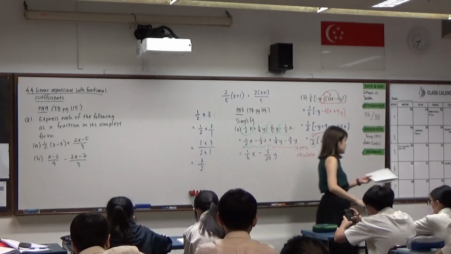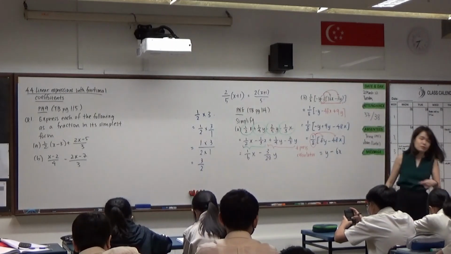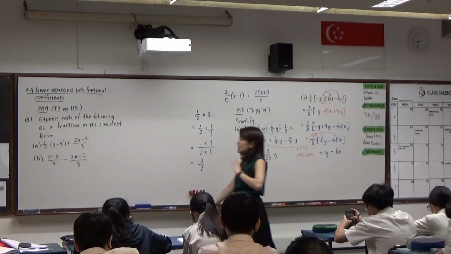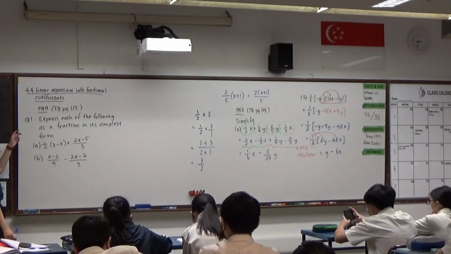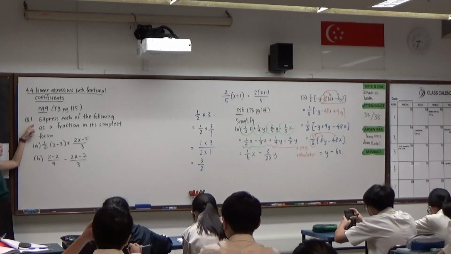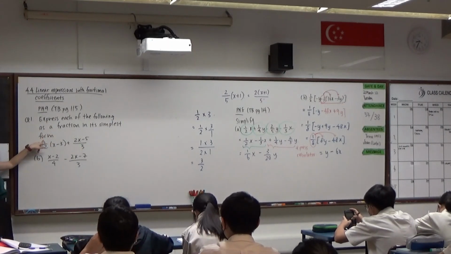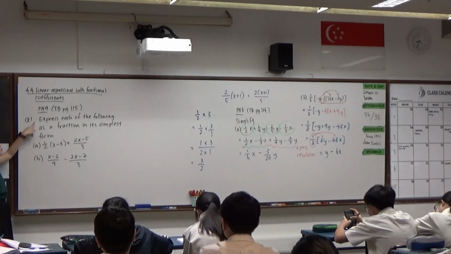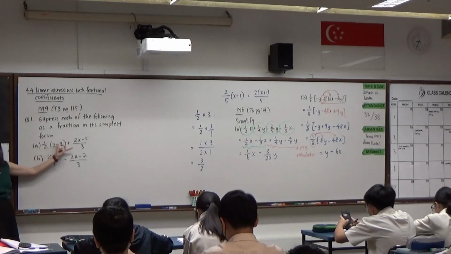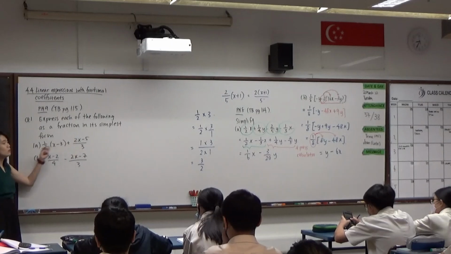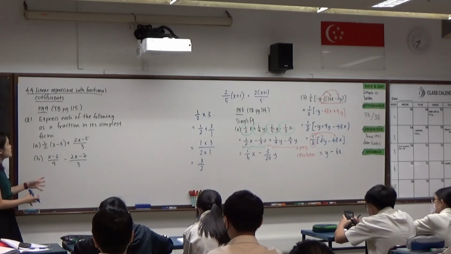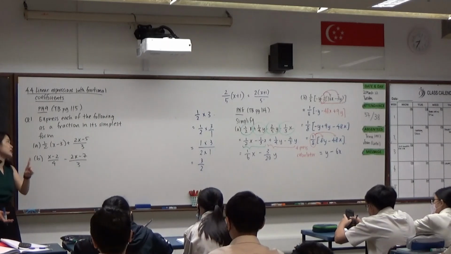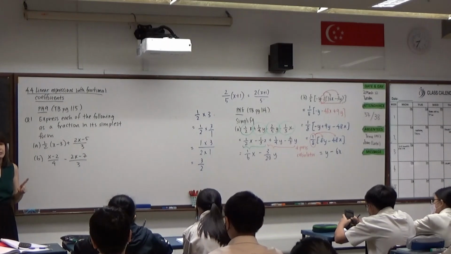Okay, let's look at this question, exam 9 question 1. I want us to be able to understand the instruction that's given in this question. It says express each of the following as a fraction in its simplest form. So what it wants is that given the question, we want to re-express it, that means rewrite it such that it becomes one single fraction, and it must be in its simplest form.